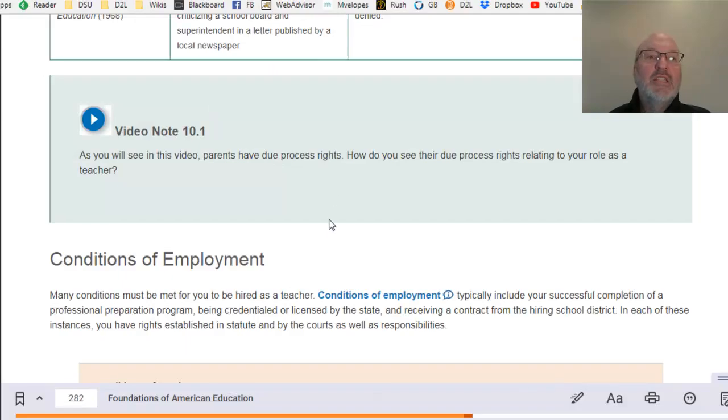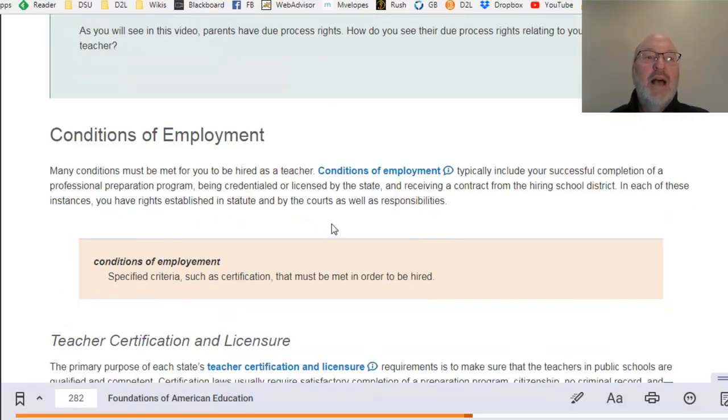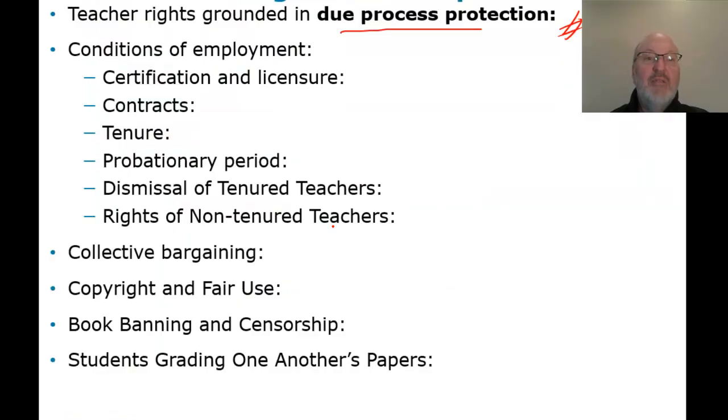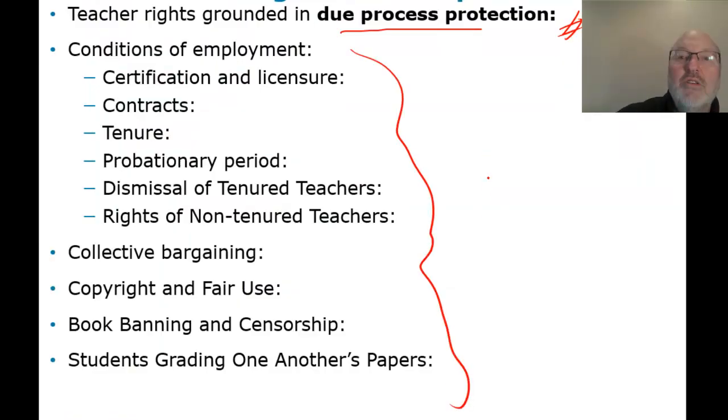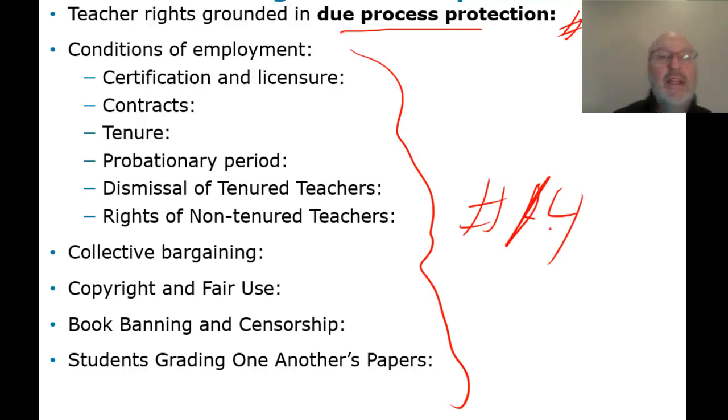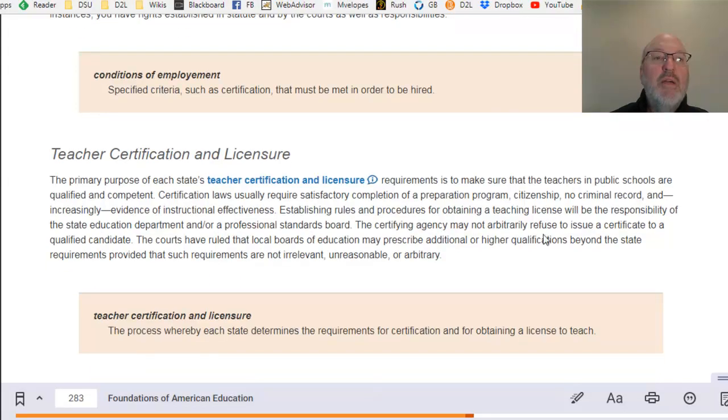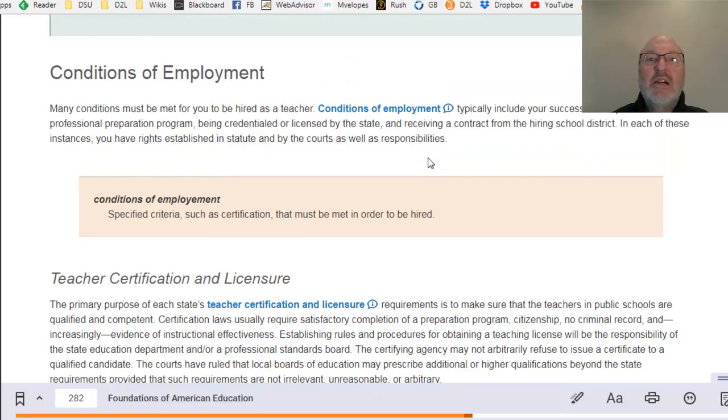All right. So first of all, conditions of employment. Can I just say this so that you can, you're going to get all these also, and this is number 14. And again, you can start on this or just wait a second till I talk about them, please. Conditions of employment: specific criteria such as certification that must be met in order to be hired.